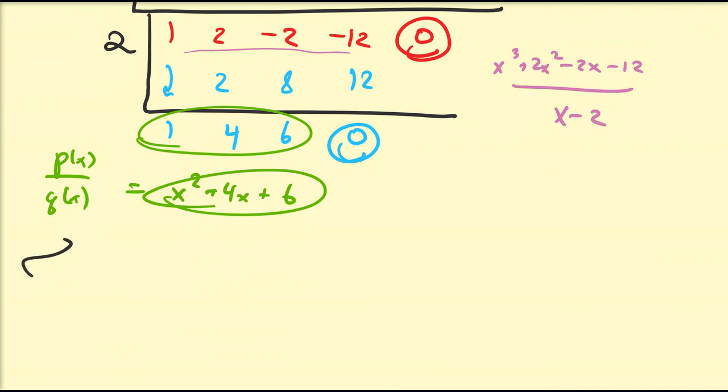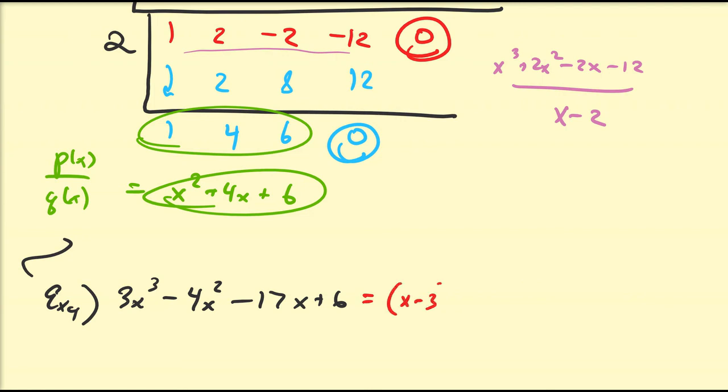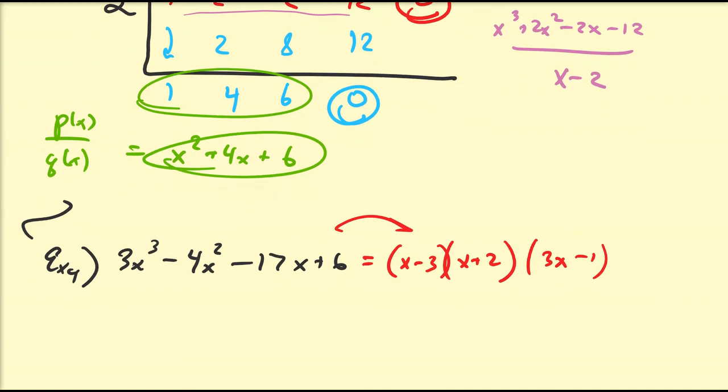Let's do another example. Let's do 3x cubed minus 4x squared minus 17x plus 6. And let's see if we can factor this by guessing a few numbers. So let's try and prove that this is actually factored into x minus 3 times x plus 2 times 3x minus 1. Let's prove this by showing that each of these divide into that original expression.